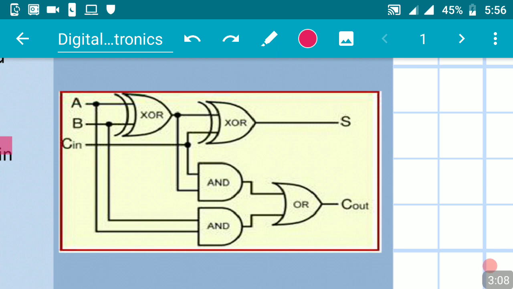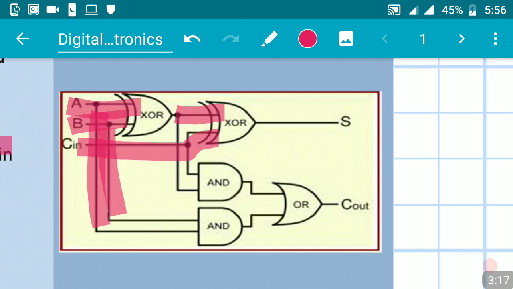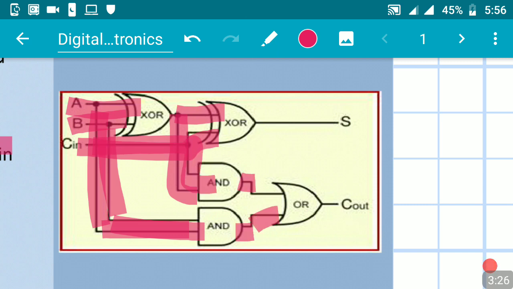Okay, A and B inputs are given to the XOR gate. XOR gate output is given to one more XOR gate. C in is given to that XOR gate, and then A and B both are given to the AND gate, and the XOR gate output and C input both are given to one more AND gate. The output of both AND gates is given to the OR gate, and C out is what you are going to get as carry, and the output of the XOR gate here is going to be called sum. This is the logic diagram of full adder.